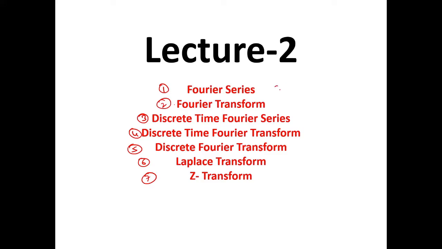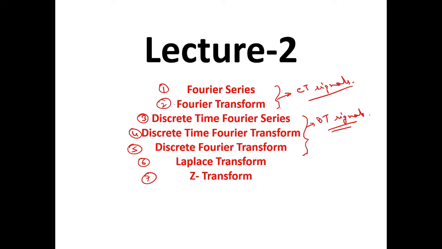The first two transforms are meant for continuous time signals. So we can analyze the continuous time signals and the systems using the Fourier series and the Fourier transforms. Then we have three transforms, namely the discrete time Fourier series, discrete time Fourier transform, and discrete Fourier transform. They are meant for discrete time signals.